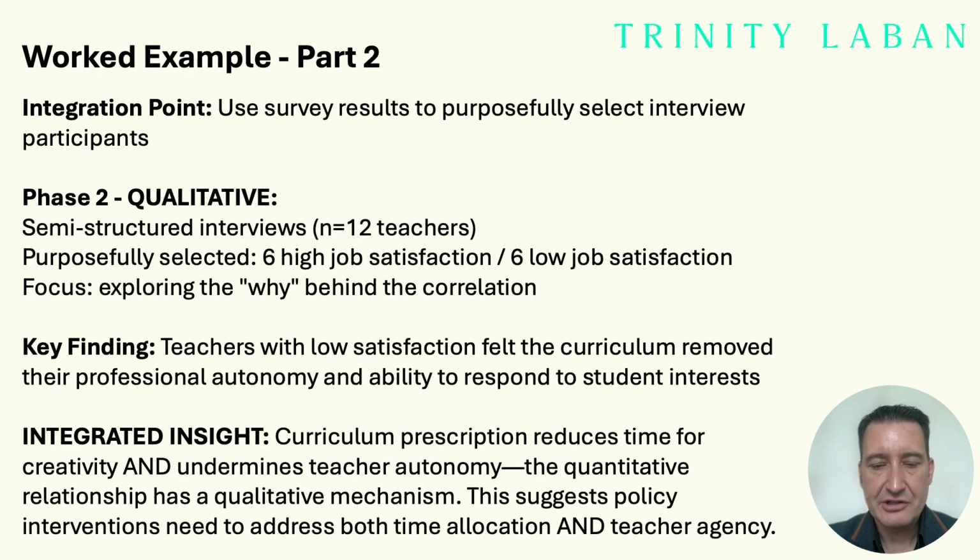So this is the integration point. We're using the data that we got from the quantitative strand, and we're now going to use it to set up our interviews, which are going to be the qualitative part here. Let's say that we use this very purposefully, and we're going to choose 12 teachers to interview, and we're going to very deliberately choose 6 with high job satisfaction and 6 who have defined themselves as having low job satisfaction, or perhaps reduced job satisfaction. And this is going to be a strategic sampling based on that quantitative finding.